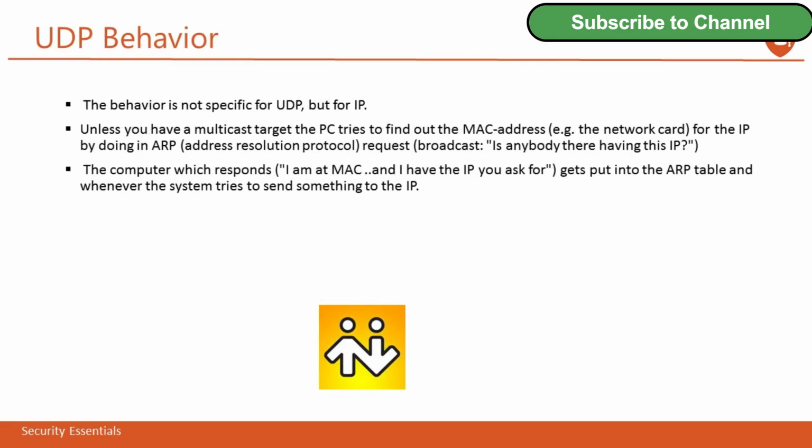So now we're going to look at UDP behavior. We have two kinds of protocols, as we've discussed, TCP and UDP, and here we are going to discuss the behavior of UDP. Now the behavior is not specific to UDP, but to IP.